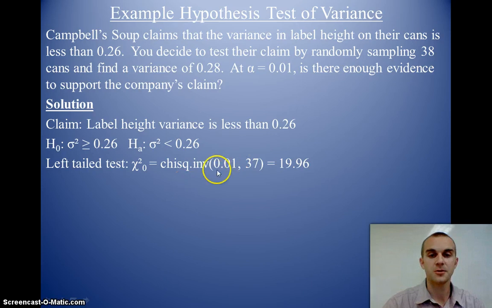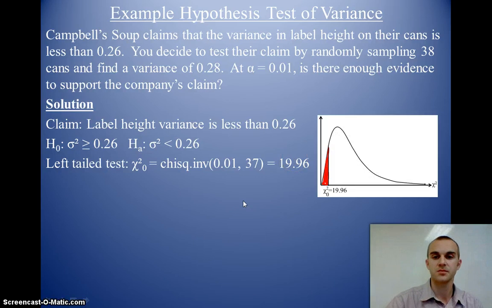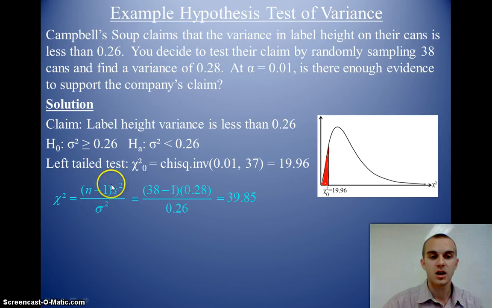So since it's less than, I'm going to be doing a left-tailed test. I plug in the alpha and then it's my sample size minus 1 and I get a critical value of 19.96. Now when I do my chi-squared test statistic, I'm dealing with variance, so s squared is the sample variance. I plug it directly in. Sigma squared is the claim's variance, which was 0.26. Plug all these values in, I get 39.85.